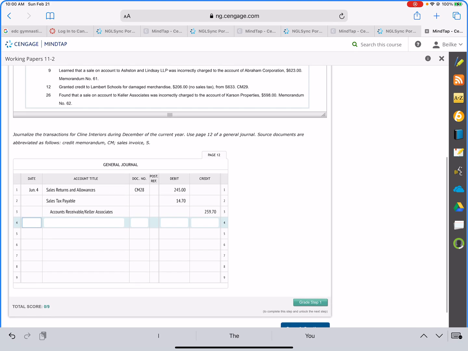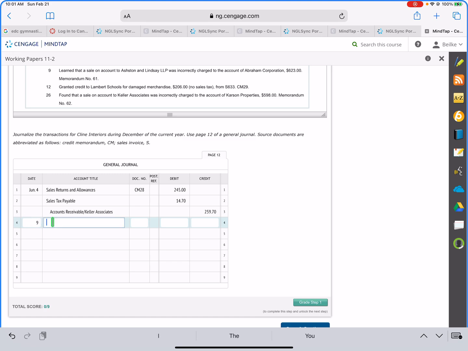Our second transaction. We learn that a sale on account to Ashton and Lindsay LLP was incorrectly charged to the account of Abraham Corporation. Okay, so your accounts receivable is not going to be changed, but we just have to take it out of one customer's account and put it in the other one. So initially, the account that should have been charged is this one right here. But it was put in this account. Remember, our accounts receivable has a normal debit balance, so in reality, it was debited to Abraham Corporation. So we have to credit theirs to take it out of it, and we have to debit this company here and put it back in.